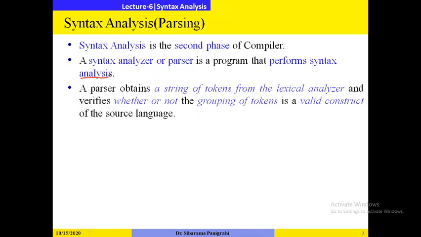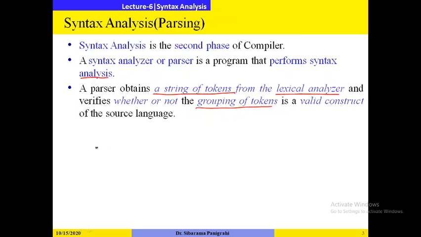The lexical analysis scans character by character from the source program and groups the characters into meaningful sequences. Then it checks whether that sequence or lexeme is a valid token of the language or not. The lexical analysis provides a stream of tokens as output. Syntax analysis is the second phase, after lexical analysis. The stream of tokens is taken as input by the syntax analyzer. The syntax analyzer or parser obtains a string of tokens from the lexical analyzer and verifies whether or not the grouping of the tokens is a valid construct of the language.